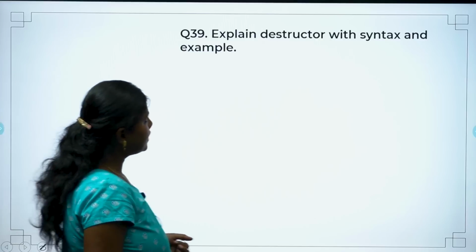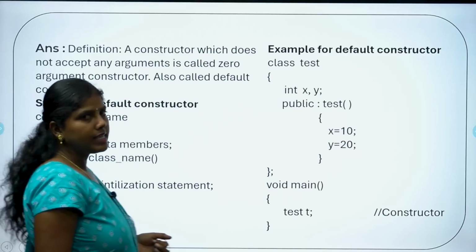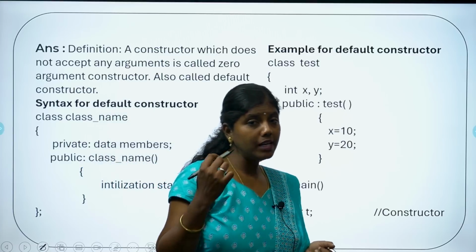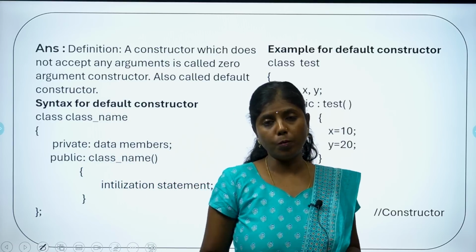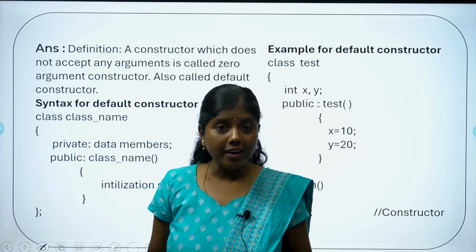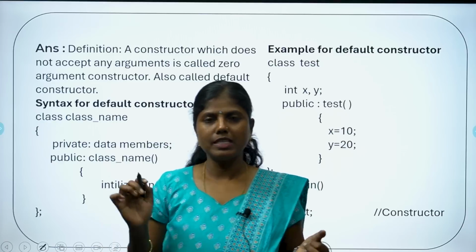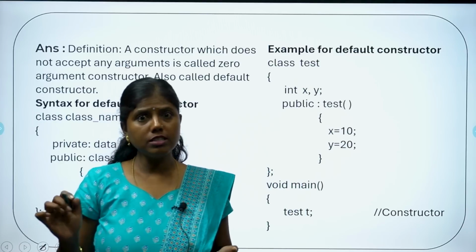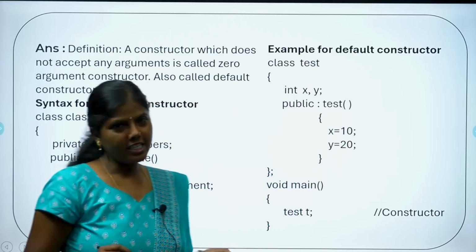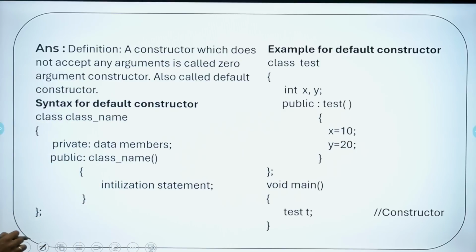We'll go to the 39th question: explain the destructor with syntax and example. So what is a destructor? A destructor is a special member function of a class which has the same name as the class name. It will be invoked as soon as an object goes out of scope. It deallocates the memory space when an object goes out of scope. The name is the same as the class name, but a destructor is always preceded by a tilde.